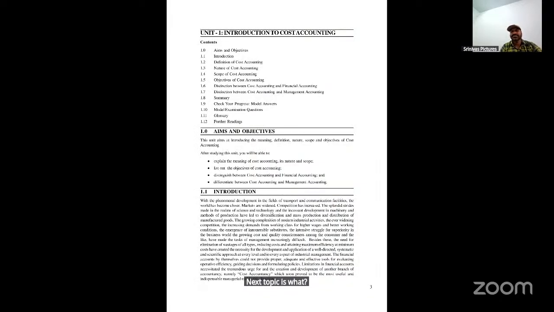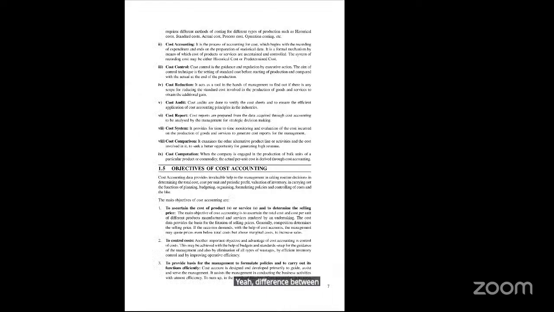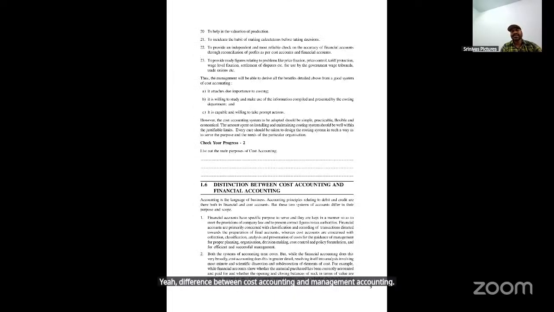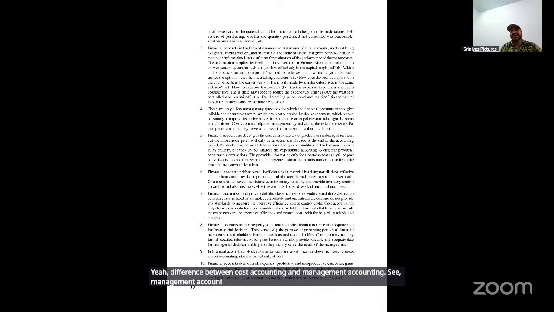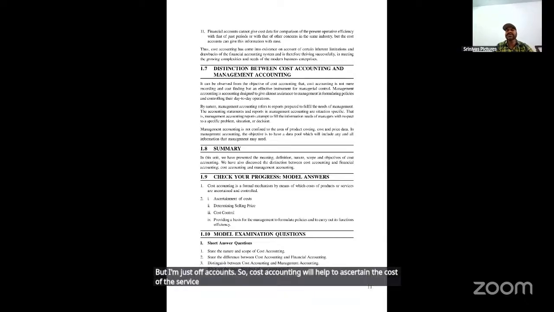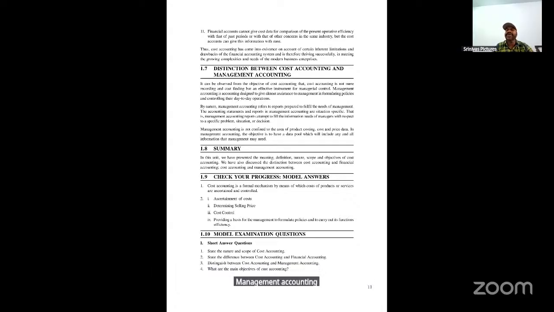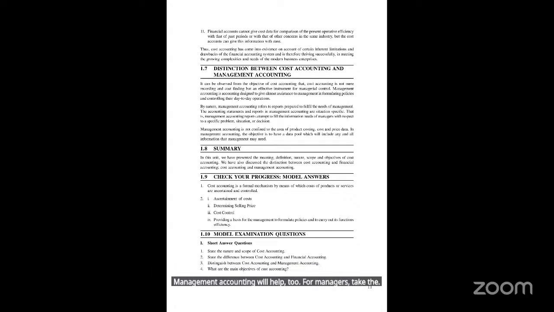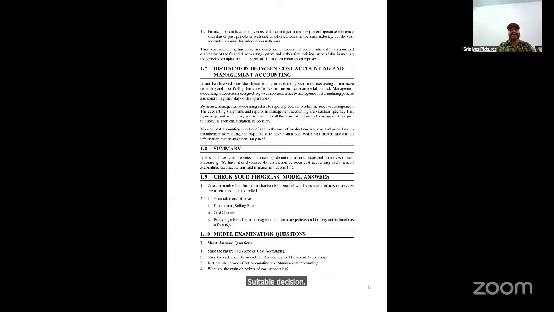Next topic is what? Difference between cost accounting and management accounting. See, these three are the branches of accounts. Cost accounting helps to ascertain the cost of the service or product. Management accounting helps managers take suitable decisions. Management accounting is about taking the best decision by the managers only. Is it clear?